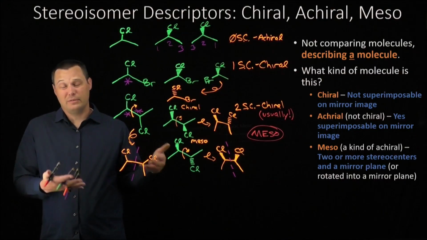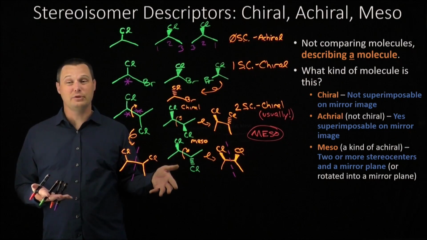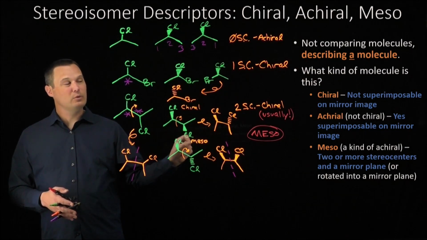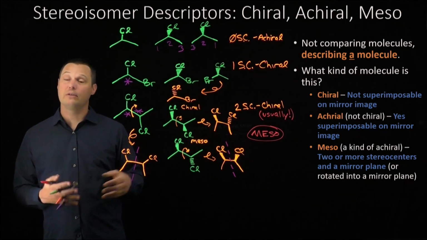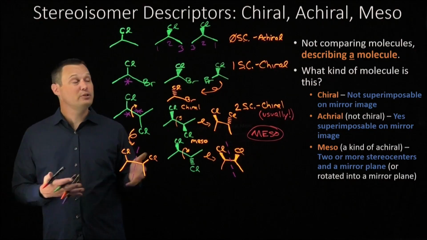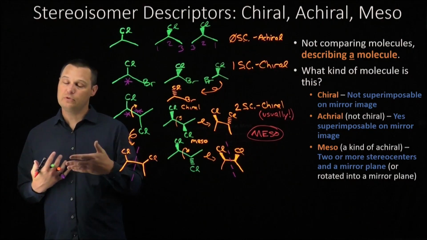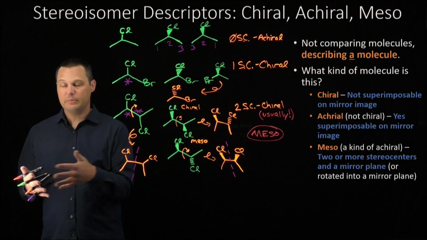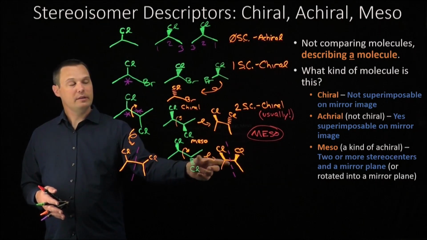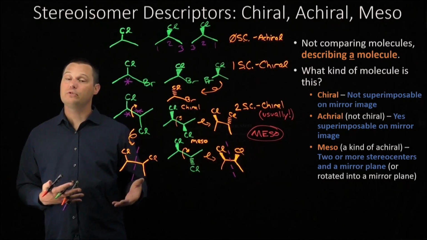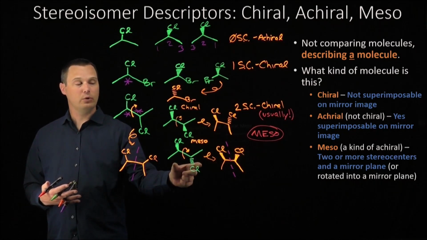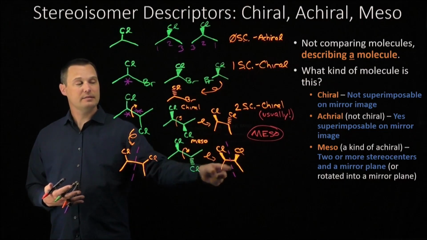If this video felt slower than normal, that was intentional. Meso is probably the most confused term in the entire stereochemistry unit. The biggest misuse of the word meso that I see is when students try and use meso to describe the relationship between 2 molecules. The relationship between these 2 molecules isn't meso. Meso is a descriptor word. This one molecule, drawn twice, it is meso.